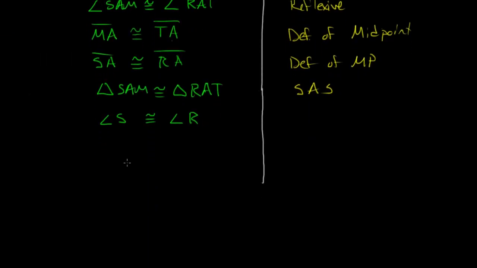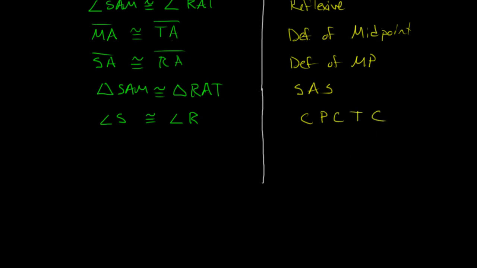So angle S is congruent to angle R. The reason that's true, I don't know that the lines are parallel yet. The reason I know that's true is because I know that the triangles are congruent, and that corresponding parts of congruent triangles are congruent, right?